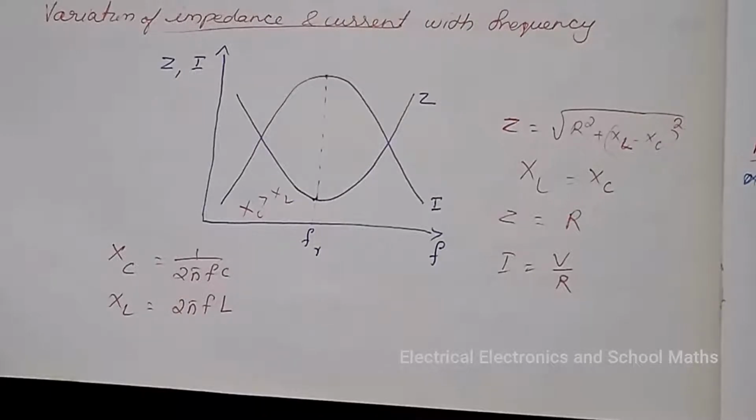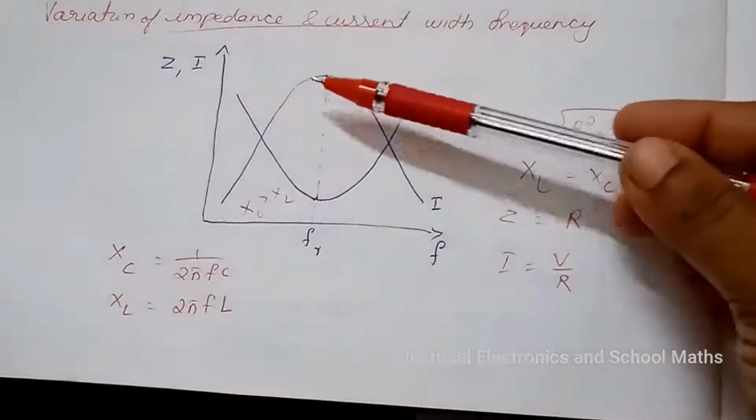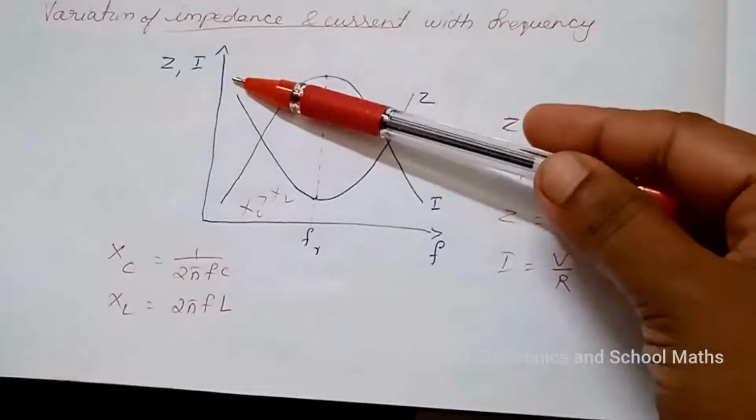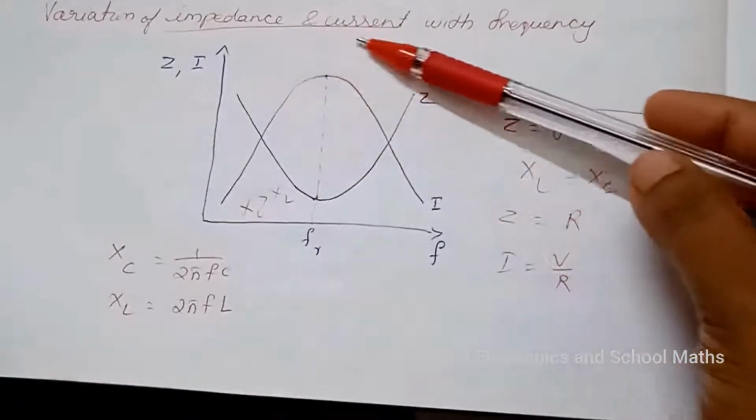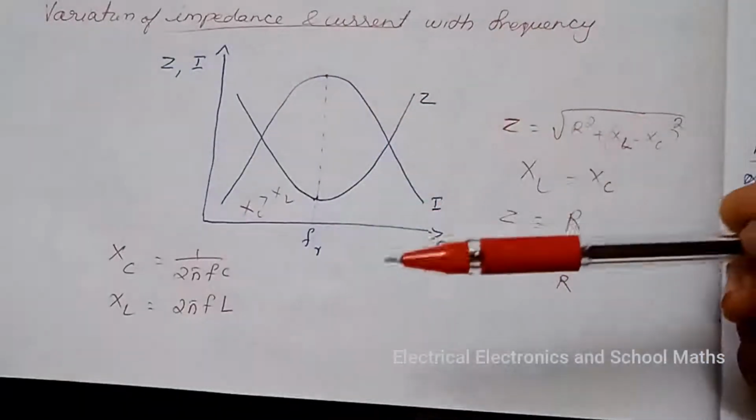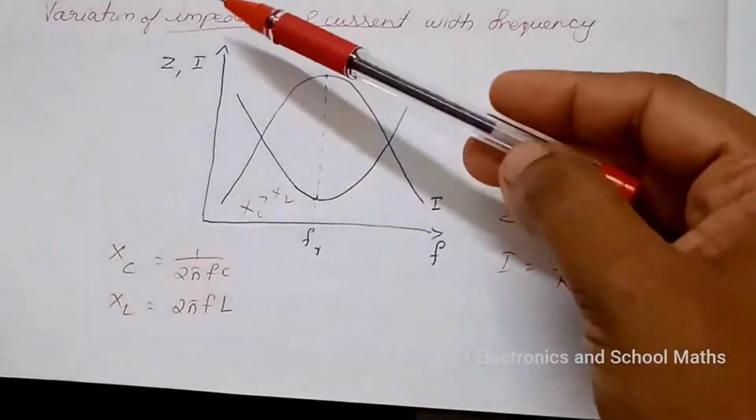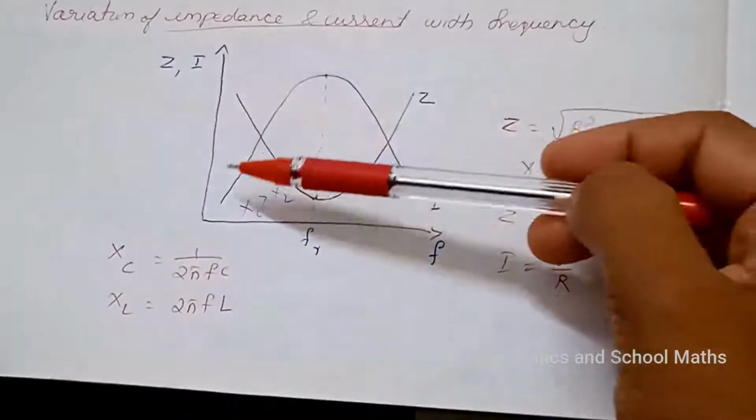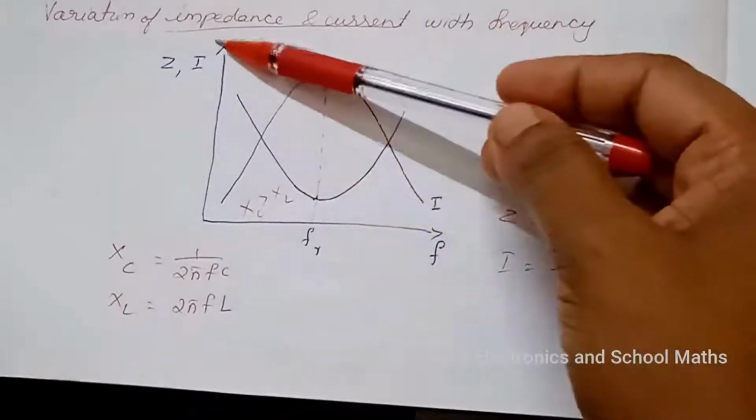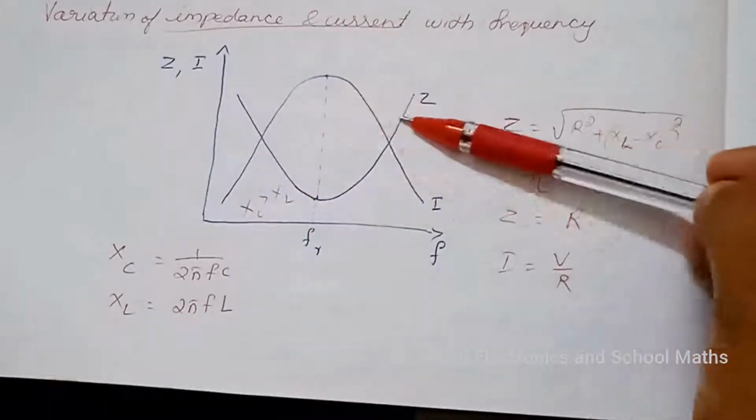Today I am going to discuss the bandwidth of an RLC series resonance circuit and the relationship between Q factor and bandwidth. Before going to that, let us study the variation of impedance and current with frequency. The variation of impedance and current with frequency is shown in the figure.